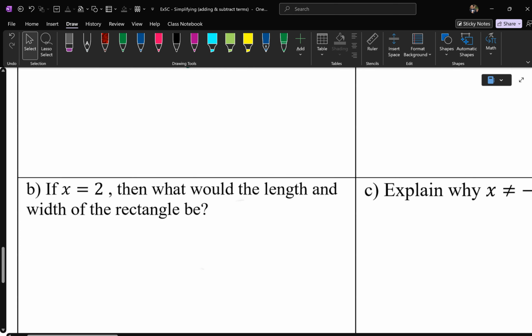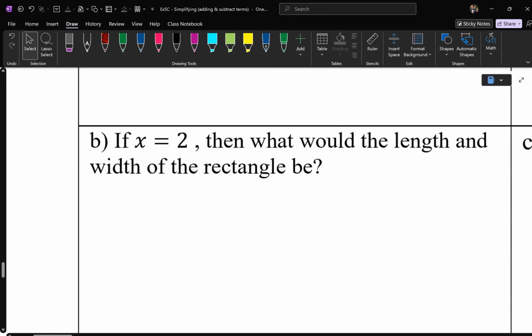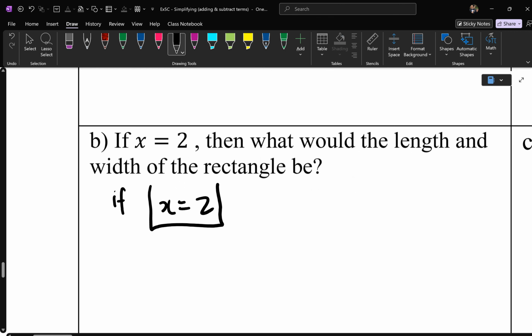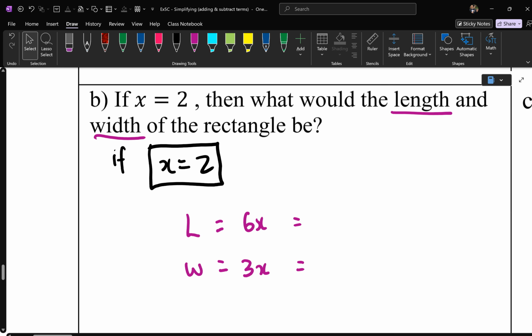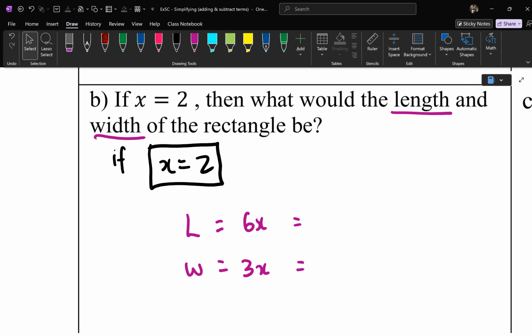First part of the question. B. It asks us, well, what if x is equal to 2? Okay, so what if you did know what x was? And let's say x was 2. Then what would the length equal? And what would the width equal? Because it's asking you what would the length and the width of the rectangle be? Now we said that length is 6x and we said that W is 3x. So what would the length and width be in this case? If x was 2, what would the length be?